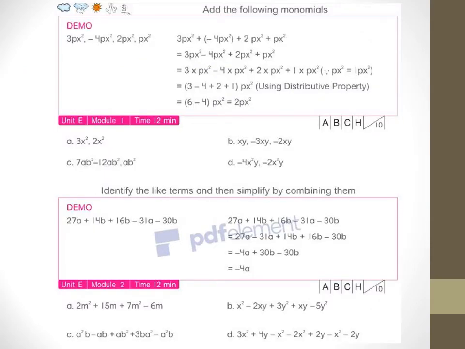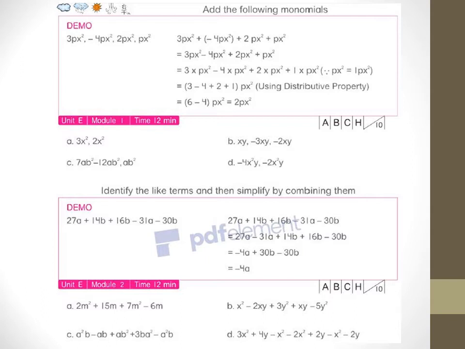So in the same method, let us see how we can do these problems. Pause the video, look at the demo. What they are doing, first of all, they are arranging the same variables together and then they are doing the calculations. Pause the video and do all the problems in module number 1 and module number 2.